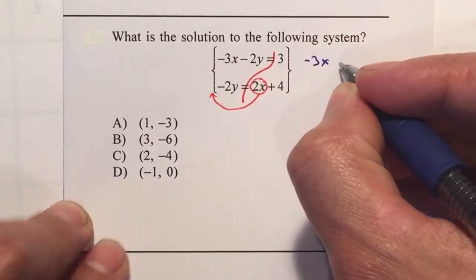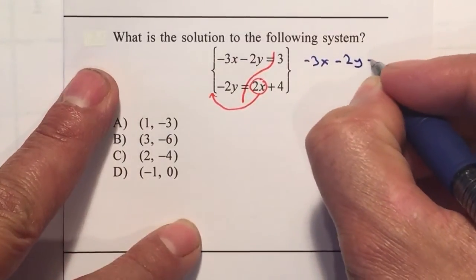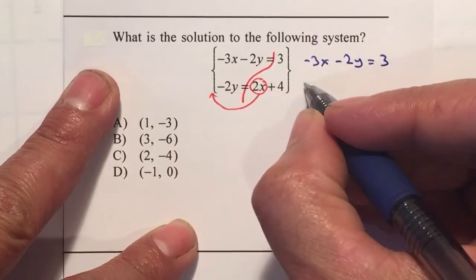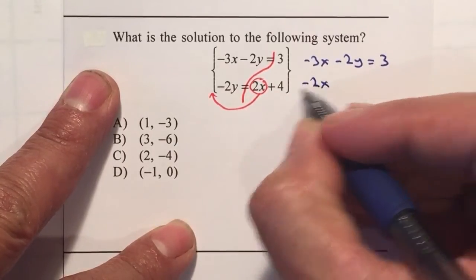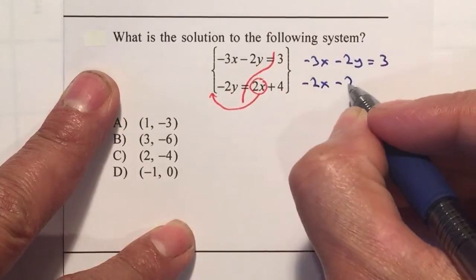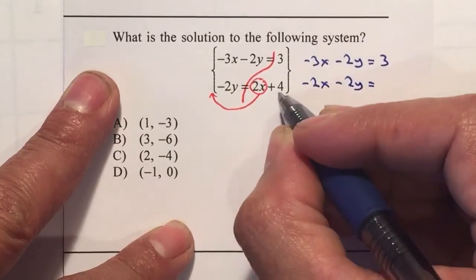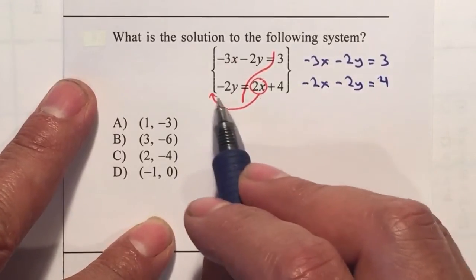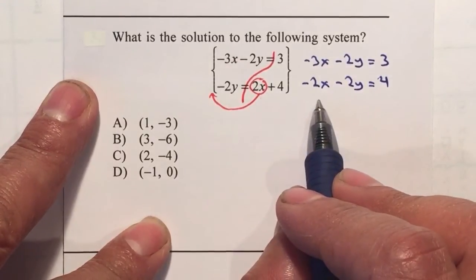So I have 3x minus 2y is equal to 3. That's a 2x. Move it to the left, we can say negative 2x. Negative 2y is still negative 2y, and my 4 is still positive. So notice that the only thing that I switched was a 2x, and that's the only one that got changed to the opposite.